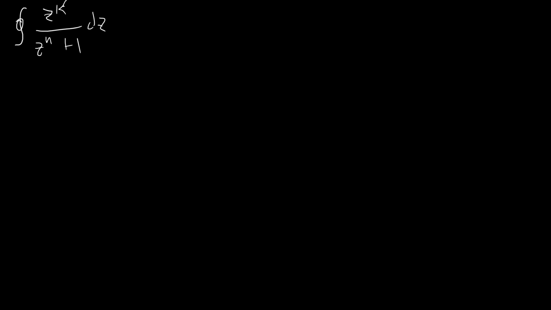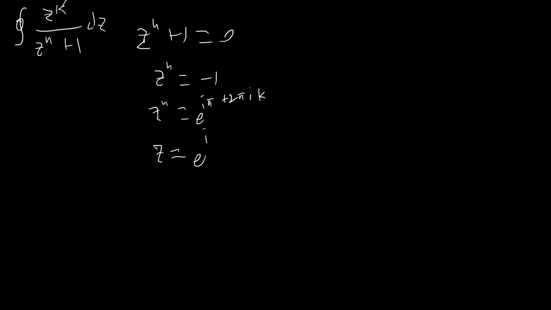is when we look at the residues, I should say, if we solve z to the n plus 1 equals 0, that's going to give us our residues. We see that z to the n equals negative 1, or z to the n equals e to the i pi plus 2 pi i k, where k is any integer. And so our solutions are going to be z equals e to the i pi over n plus 2 pi i k over n. And it's going to be kind of annoying to deal with more than one residue, right?